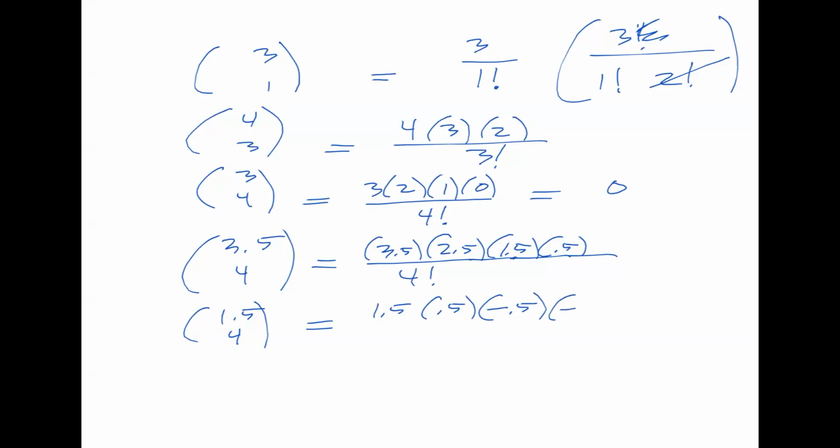Negative 1.5. Correct. Correct. Good job. That was the hardest question. Okay, then that's going to be over 4 factorial, right? So there we go. I guess last 2 of you just got lucky. Okay, nice work, everybody. So now we know that.